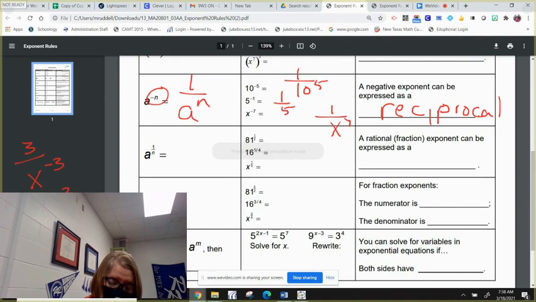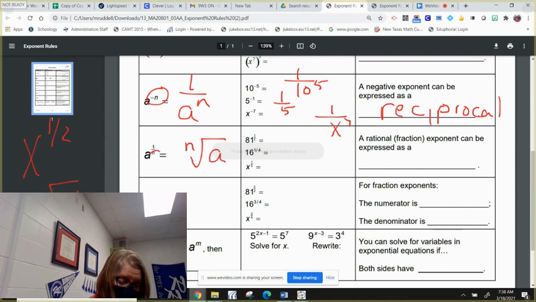Okay, this next one we've talked about a little bit, roots and powers. We talked before that x to the 1/2 is the same thing as the square root of x. And we talked about the root number being on the bottom. So this a to the 1 over n would be the nth root of a. This is the root number, and it comes from the bottom of the fraction.